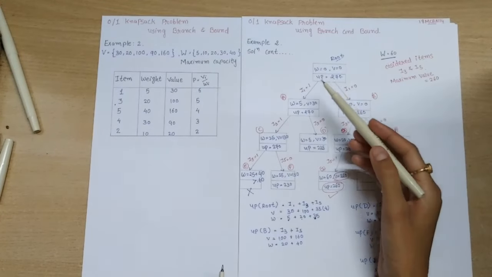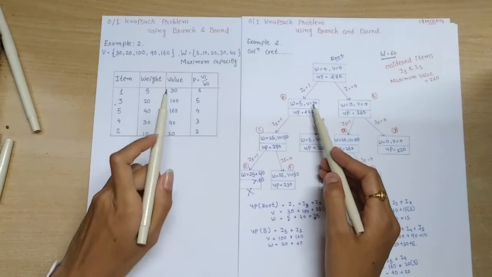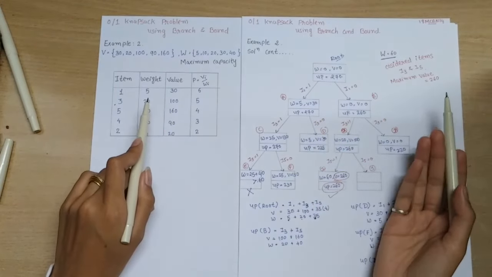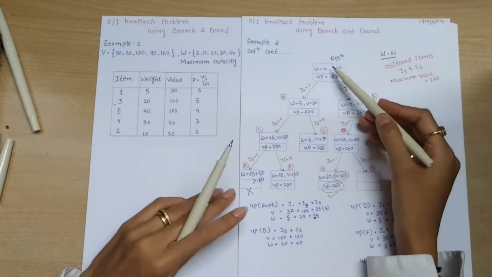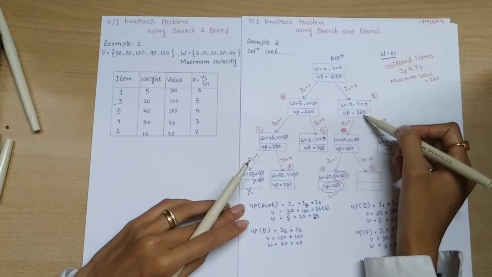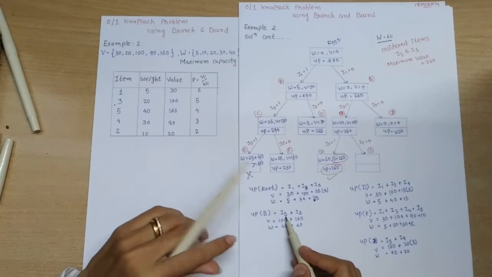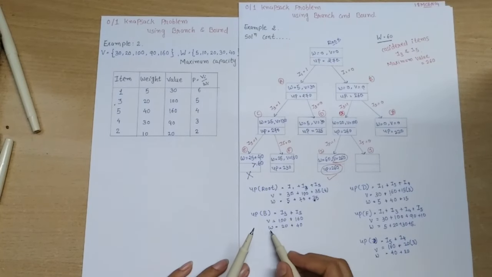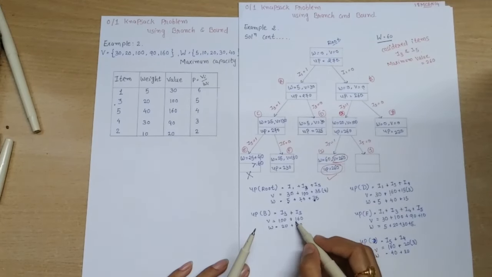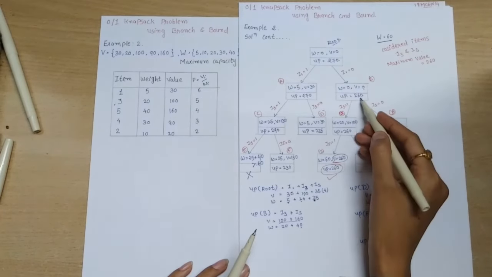Now if we consider item 1, then weight will be 5, value will be 30, and upper bound will remain same. If we do not consider item 1, then weight will be 0, value will be 0, and we have to calculate upper bound for the node B. So upper bound for the node B is, consider item 3 having value 100 and weight 20, and item 5 having value 160 and weight 40. So our upper bound will be 260.